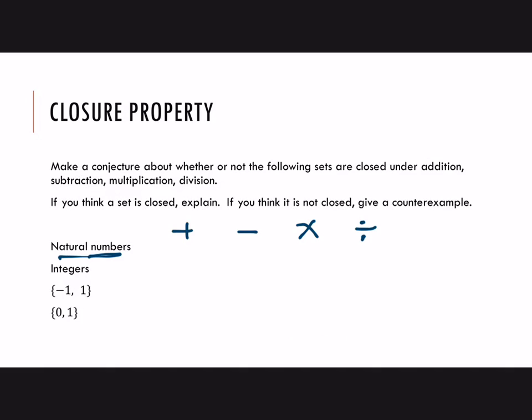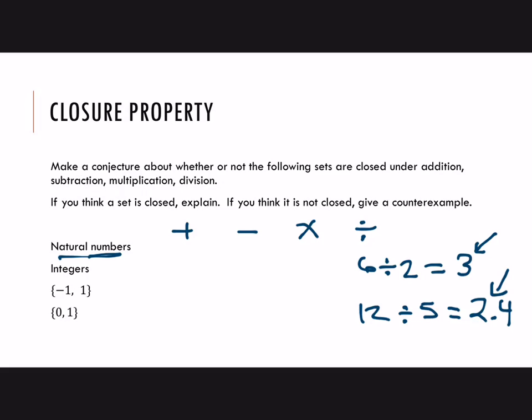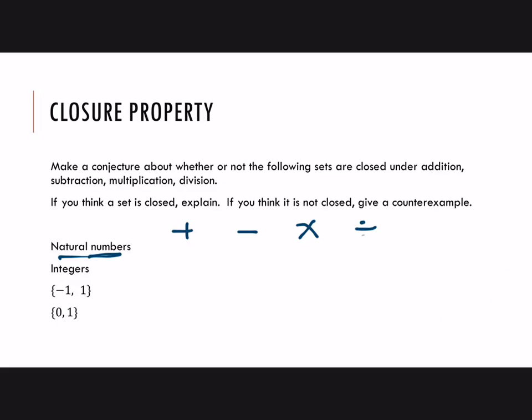And then finally division. 6 divided by 2. How about 12 divided by 5? That one's 3. This one, let's see, I think that's 2.4. So we can get an answer which is a natural number, but it's possible to get an answer which is not, so the set is not closed under division. So yes, closed under multiplication and addition. No, not closed under the other two.